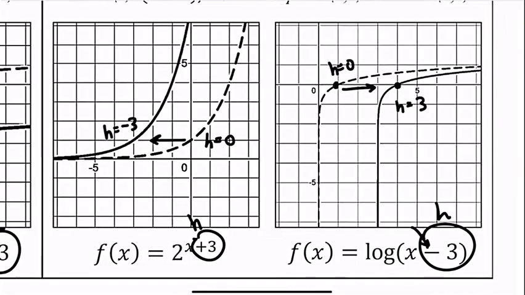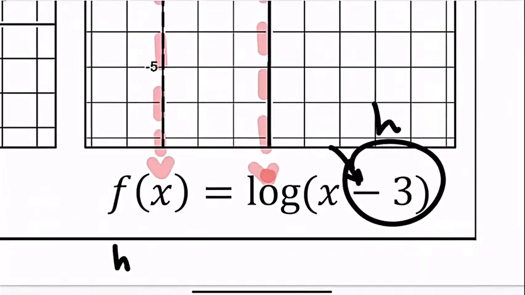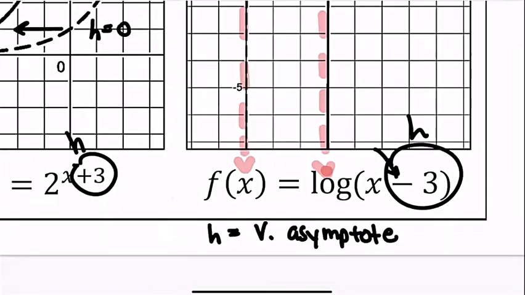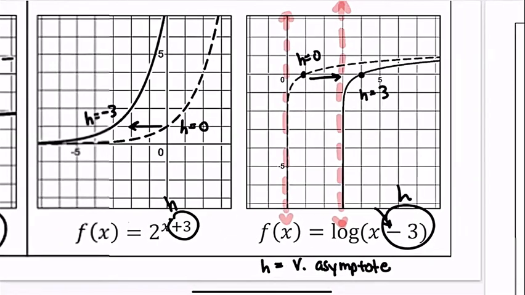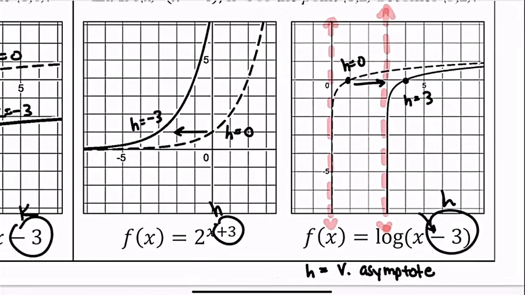These also are telling us where our vertical asymptote is. I think I forgot to tell you that on the last set of notes. Sorry about that. Our original, I'm going to write that on here. Here we go. Our original vertical asymptote is right here at 0. And the new one you can see is right here at 3. Let's put that down here at the bottom. H equals vertical asymptote. And this is only going to apply to logs because exponentials don't have a vertical asymptote. And there you go.